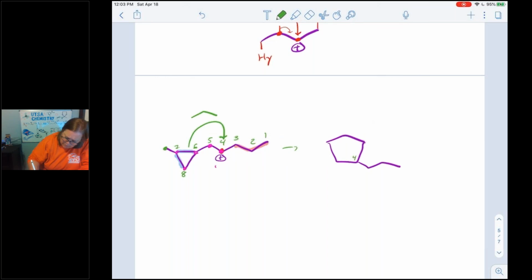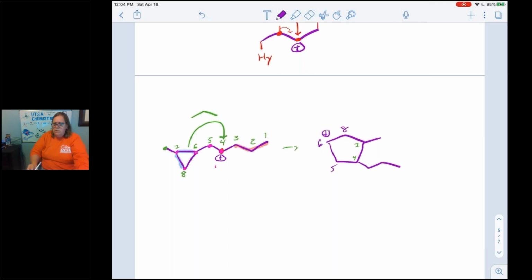I would have formed a new bond between 4 and 7, right? And then that methyl group would be here. See what I'm saying? And this would be 6. Wait, hold on. 4, 5, 6, 8. And then my carbocation would have been here.